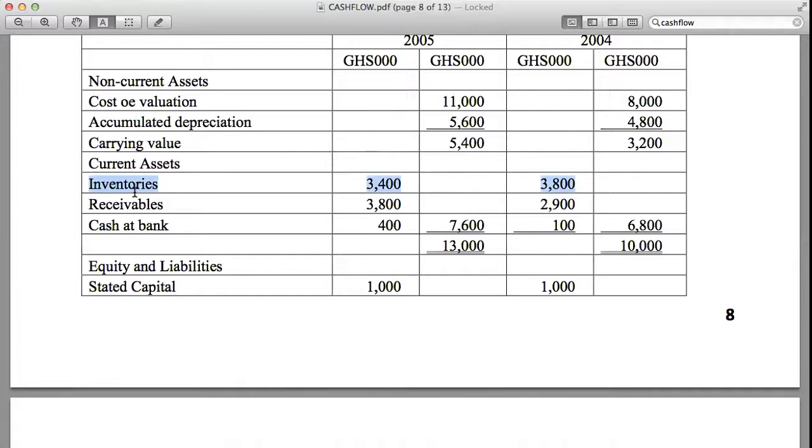Then you go to the current assets. We have inventory, receivable, cash at bank. Inventories and receivable, we are going to compare the movement, and that will form the changes in working capital. So inventory, receivable, and payable. Cash, we will do the balancing. Cash, we will balance it, and then we have the 10,000, and then the 13,000 too.